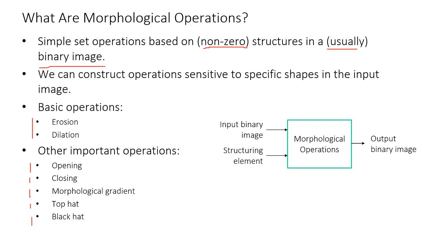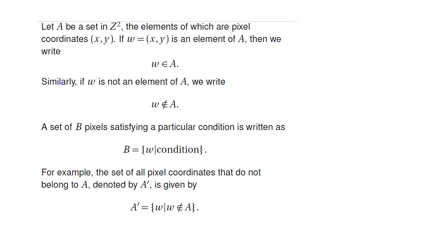In these operations there is the input image, the regular binary image that we take as input, and there is a structuring element. That's a small image that defines how the morphological operation spreads given a non-zero element in the image. Then we get an output binary image after the morphological operation. To understand these things, we need to define some set operations.